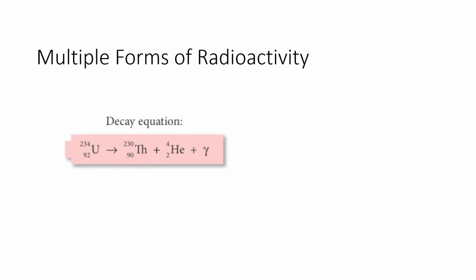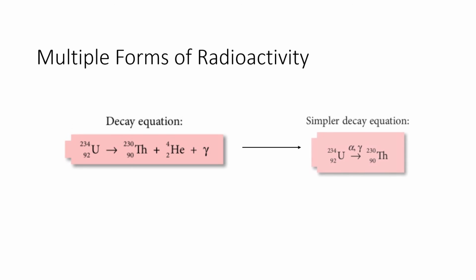Sometimes, the radioactive decay of a sample can result in the release of multiple forms of radioactivity. It means some nuclei can emit more than one radiation. For example, in the radioactive decay of uranium-234, both alpha and gamma radiations are emitted. Its decay equation is as shown, but the decay equation actually can be written in a simpler way like this.